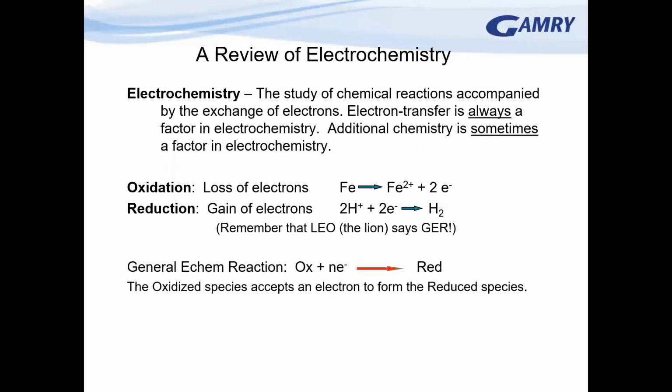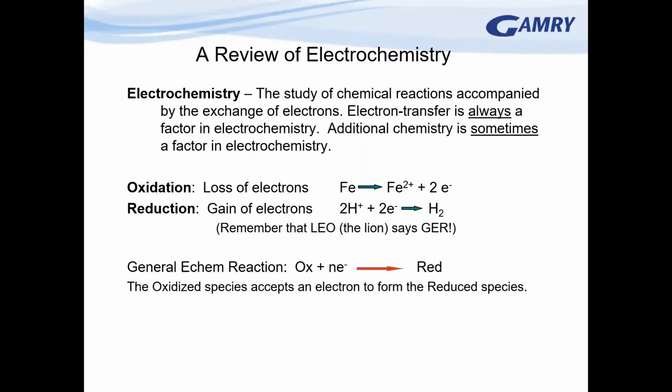Here's a review of electrochemistry. Electrochemistry is the study of chemical reactions accompanied by the exchange of electrons. Oxidation is the loss of electrons, and reduction is the gain of electrons. Oxidation we also call an anodic reaction, and reduction a cathodic reaction.